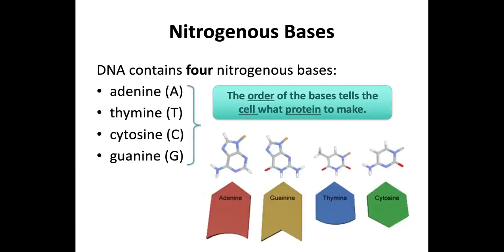All right. So this takes us to our bases. A, adenine, T, thymine, C, cytosine, and G, guanine. The bases are super important because the order of the bases are what tell the cell what protein to make. So DNA is transcribed into RNA, and then RNA goes to the ribosome, and this is where we make proteins. And this will all come together once we finish transcription and translation.